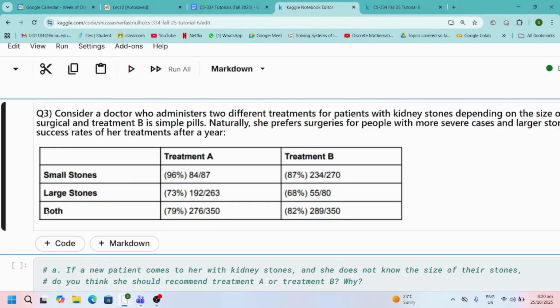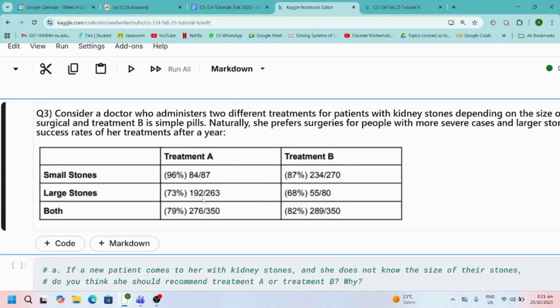Alternatively, when you combine these results for both kinds of stones, you observe that now treatment B has a success rate of 82%, while treatment A has a success rate of, well, 79%. So you could also say that the doctor should recommend treatment B because overall it performs better. Overall, it has a better rate of success.